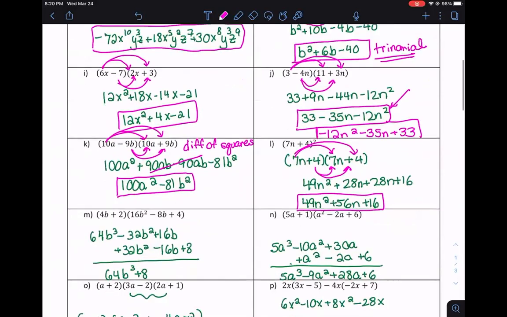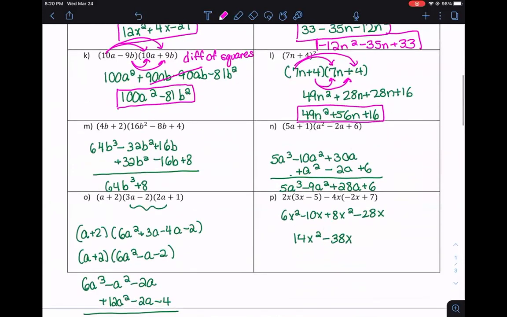Okay, now the last 3, or the last 4, but the last 3 before the last one are where we have the binomial times the trinomial. And again, we are going to just distribute. So 4b and 16b squared is 64b cubed minus 32b squared plus 16b. So that's the first distribution.